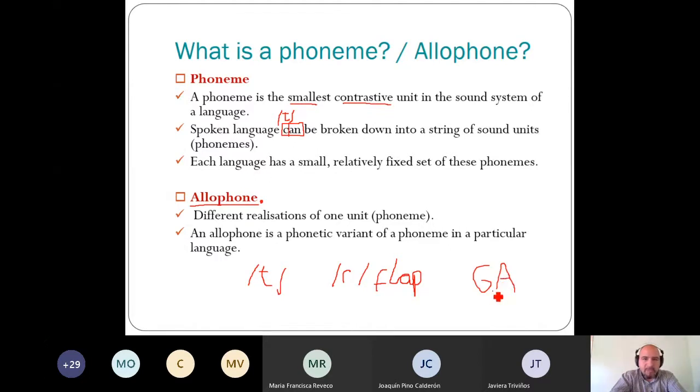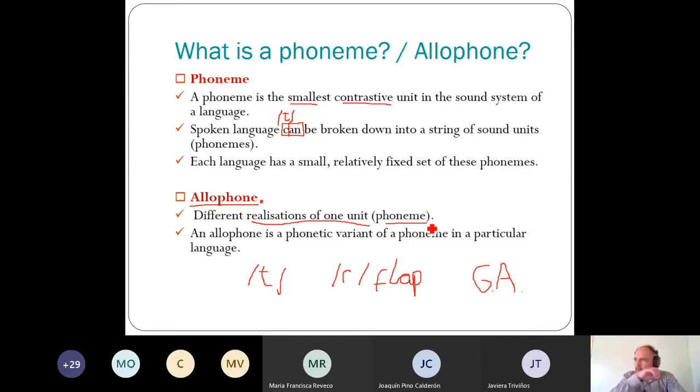So phonemes are sound units. Allophones are sound units. By sound unit, I mean that is one sound. The difference between a phoneme and an allophone is that when you're using a different sound that changes the meaning, you're talking about a phoneme. And when you're talking about a sound that does not change the meaning of a word, we're just talking about a different realization of the same sound, a different realization of the same phoneme.